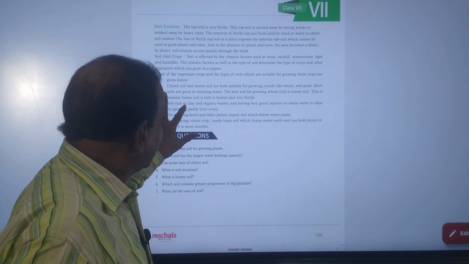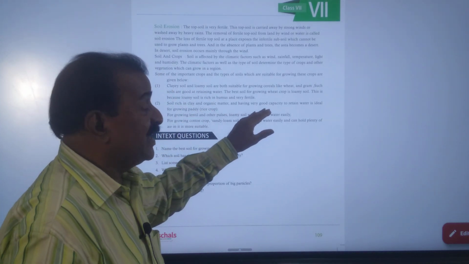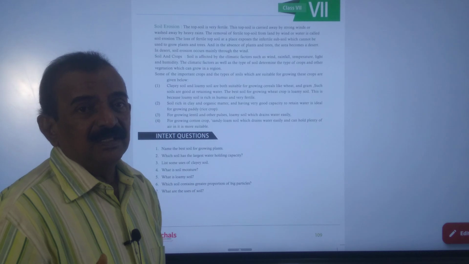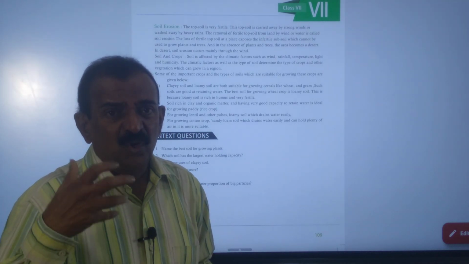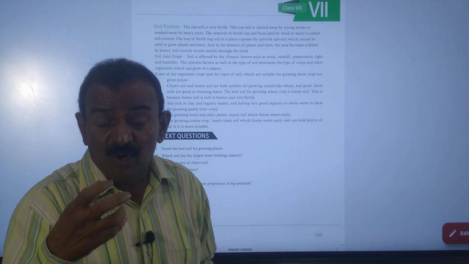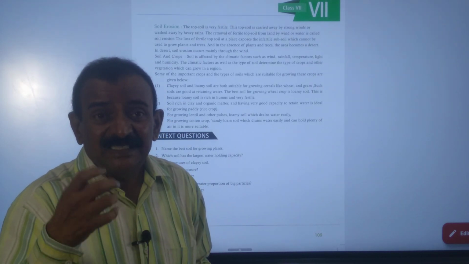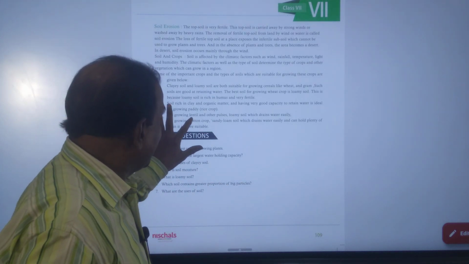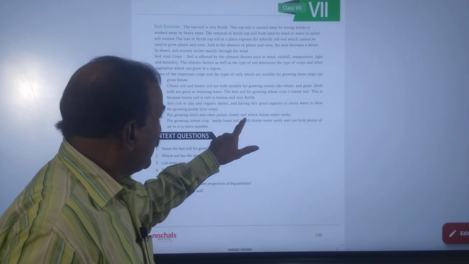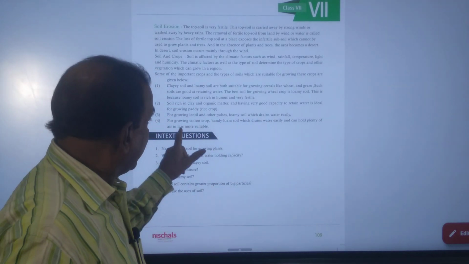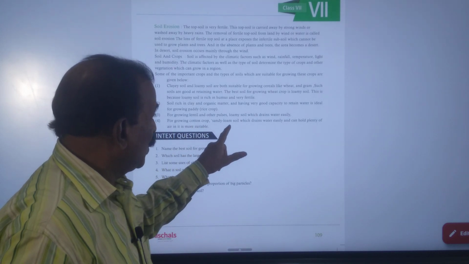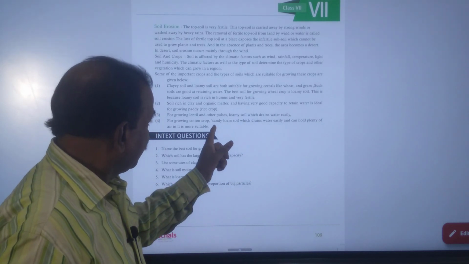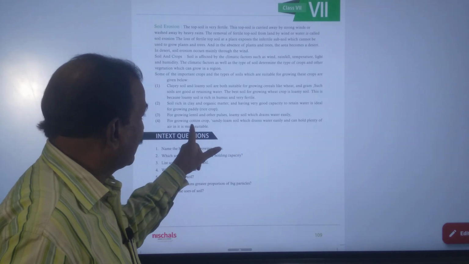And also soil rich in clay and organic matter and having very good capacity to retain water is ideal for growing paddy. So the soil which has more water holding capacity is useful for the growth of the rice plant. For growing lentil and other pulses, loamy soil which drains water easily is used, and for growing cotton crop, sandy loam soil which drains water easily is used.